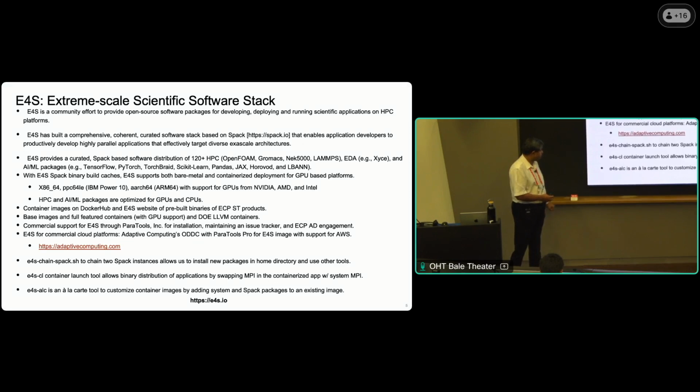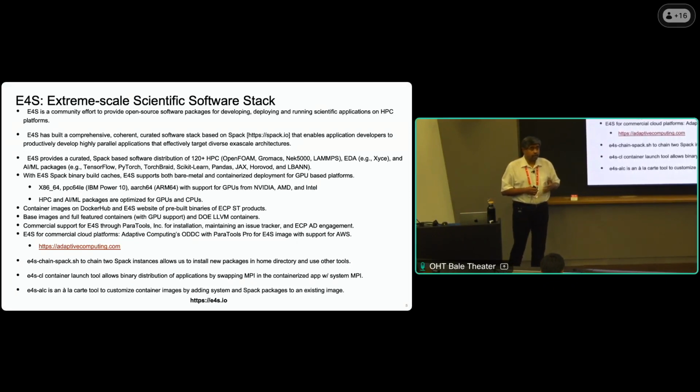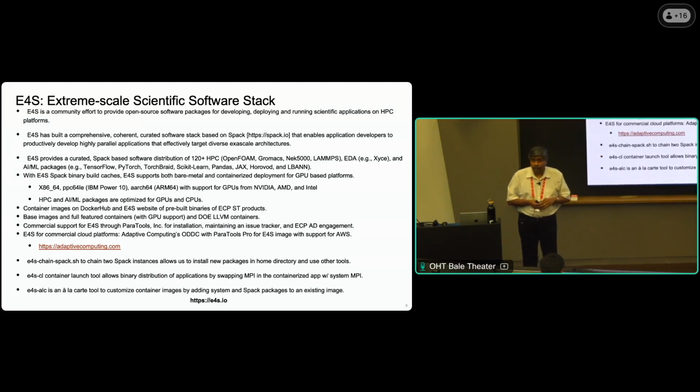We also have a tool called E4S ALC, or a la carte, that allows you to pick a container image that E4S provides and add more packages that you need to create a custom container for you. So it's an a la carte selection tool. The idea is that we don't want to create a software stack that we can claim meets 100% of your needs. We want to reach the 95% mark. We want to make it so that most of the dependencies that you normally need are already available in this distribution. You can tweak and install the remaining 5% to make it the perfect distribution that you need.